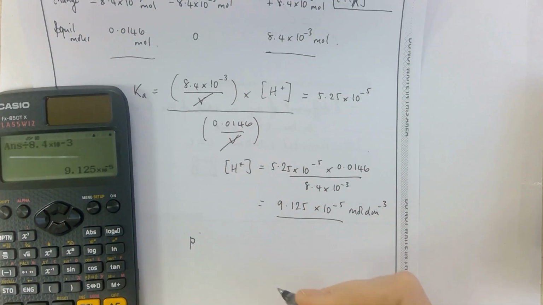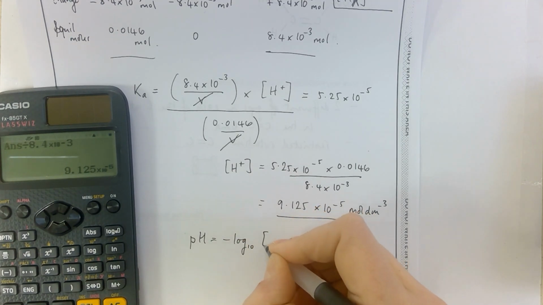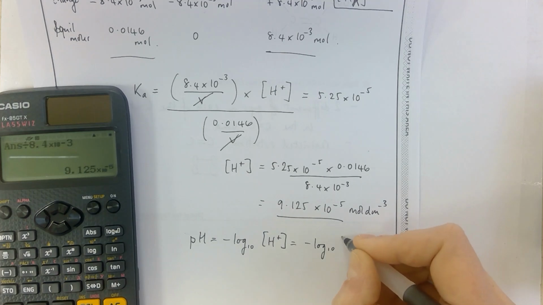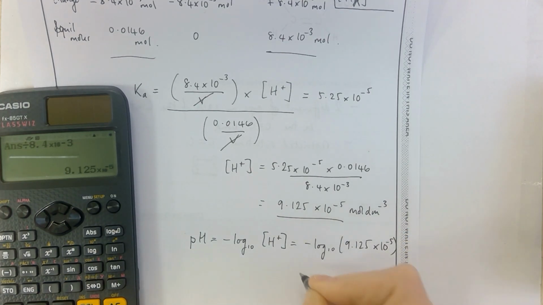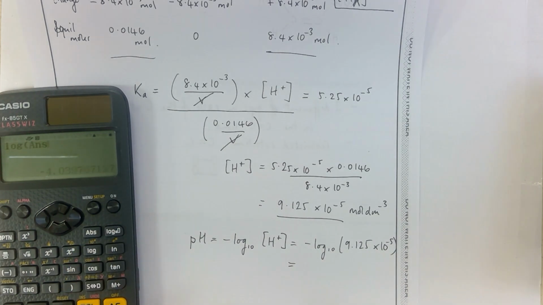So final stage now, pH equals minus log to the base 10 of the concentration of H plus. So minus log 9.125 times 10 to the minus 5. And so into my calculator gives me 4.04 as my pH. And remember that pHs should always be quoted to 2 dp.